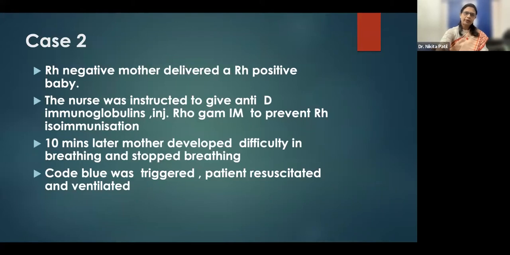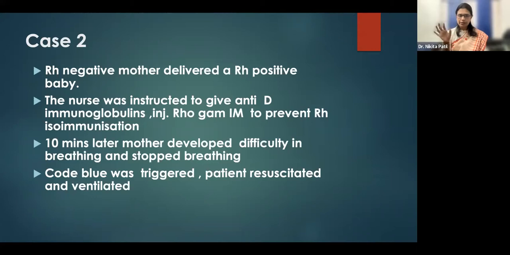The second case I would like to tell you all is of an Rh negative mother who delivered an Rh positive baby. The trained nurse was instructed to give anti-D immunoglobulin, injection Rogam, IM, to prevent Rh isoimmunization. She was very well versed with it. Ten minutes later, the mother developed difficulty in breathing and suddenly stopped breathing. Immediately, code blue was triggered. The patient was resuscitated, ventilated, and put on the ventilator. The patient was fine, but then what went wrong?